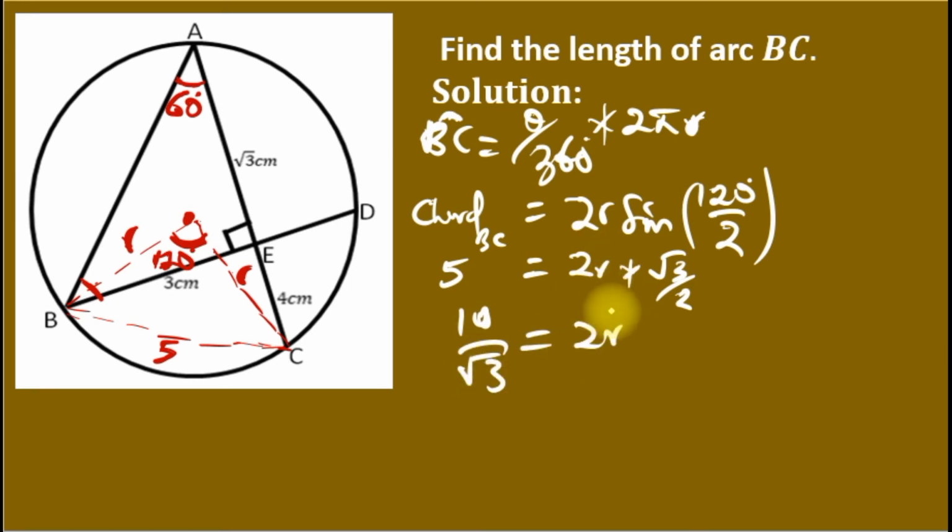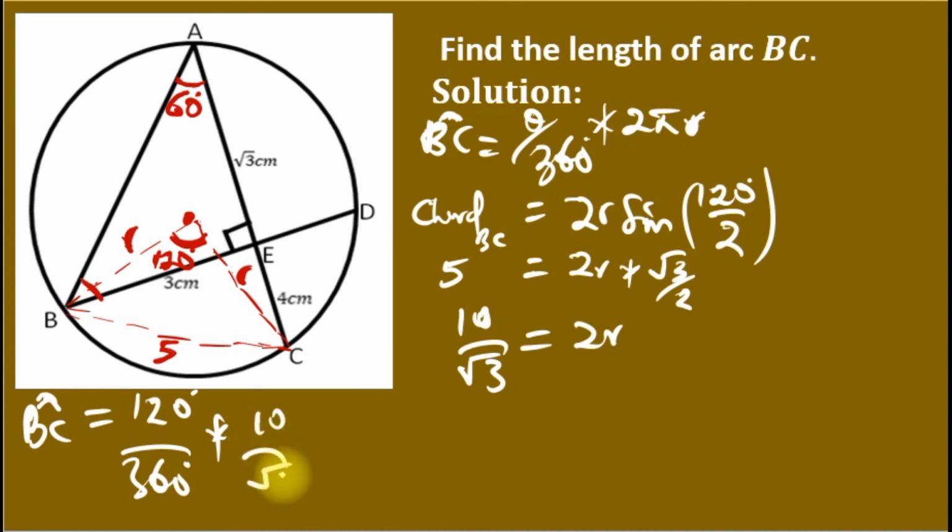You'll be wondering, why can't I find r? No, I decided to find 2r because this formula has something to do with 2r. See 2r. So I made 2r the subject of the formula, which is 10 over root 3. So with that, we can now find arc BC. Therefore, arc BC is theta, 120 over 360 times 2 pi r. Our 2r is 10 over root 3, times pi.